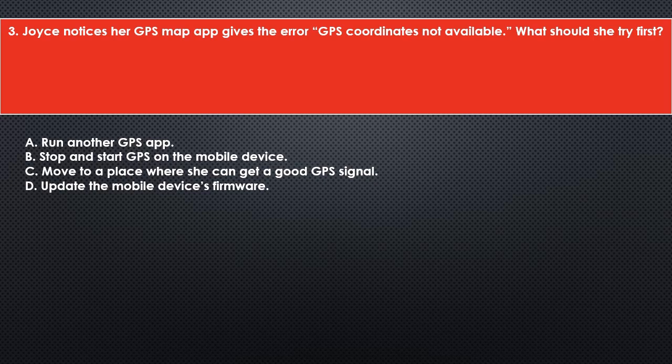Answers: C. Joyce needs to move to a place where she can get a good GPS signal.